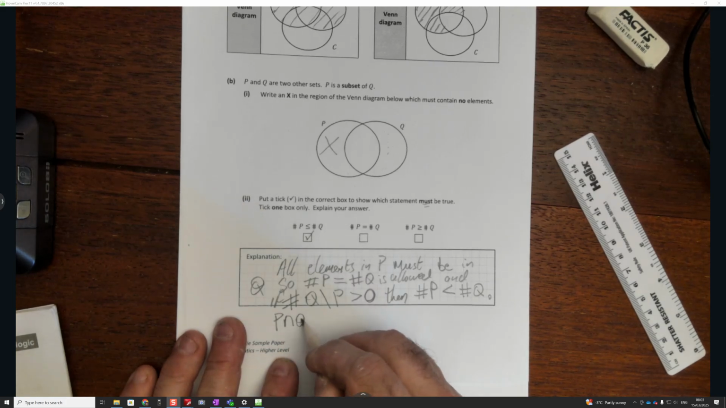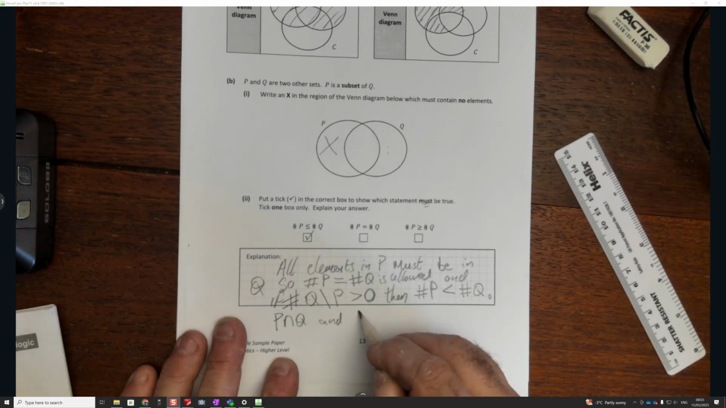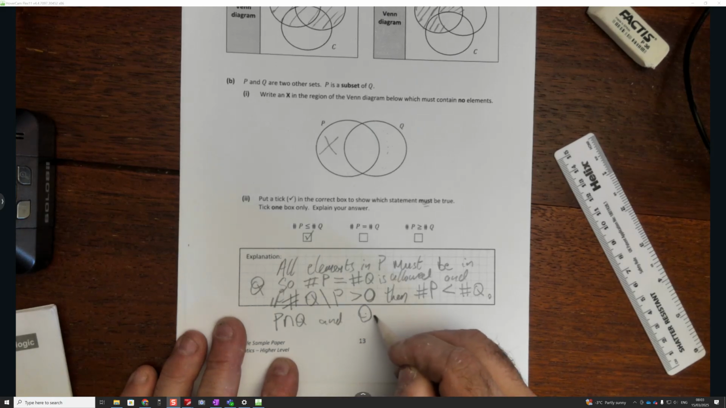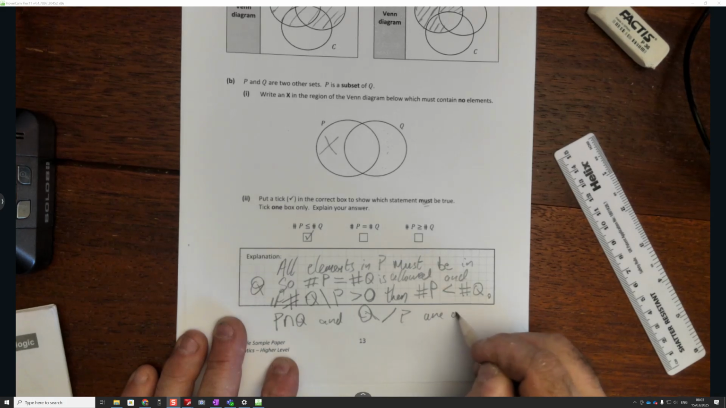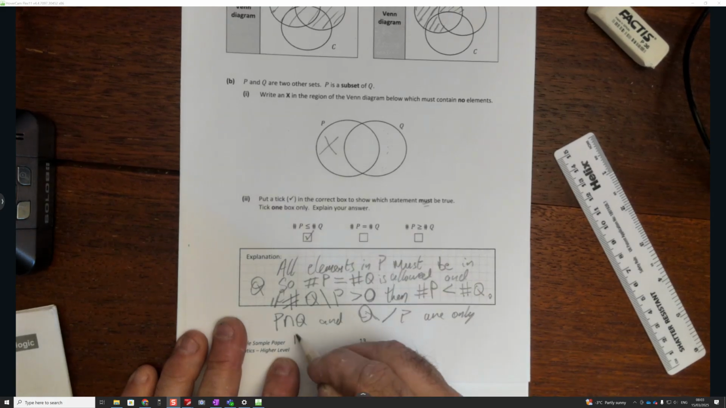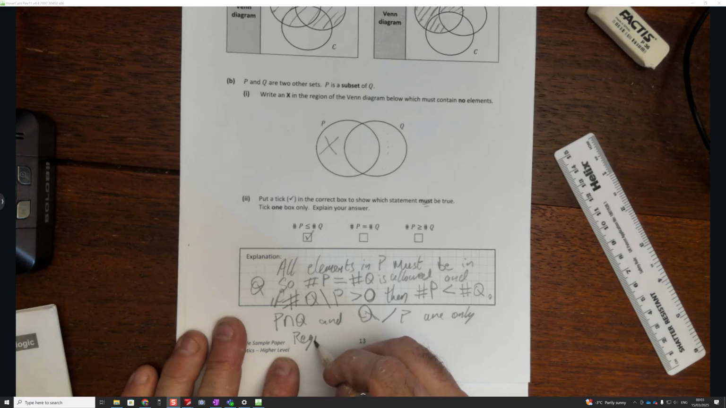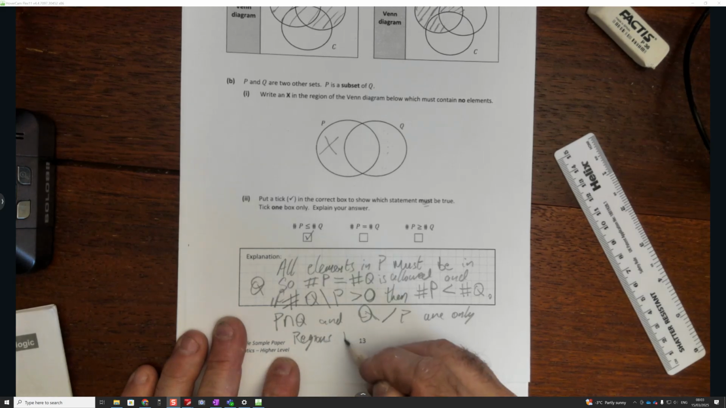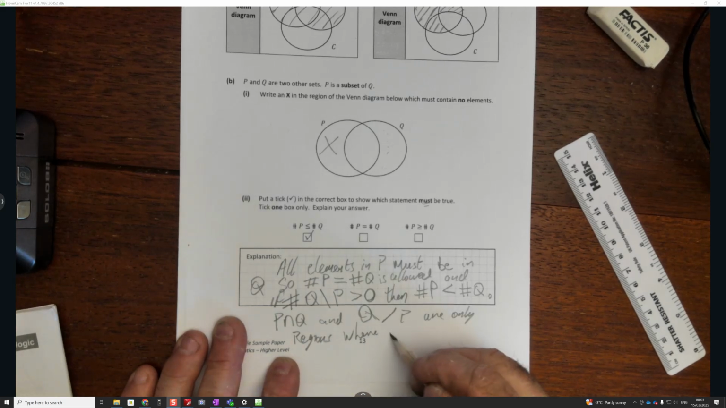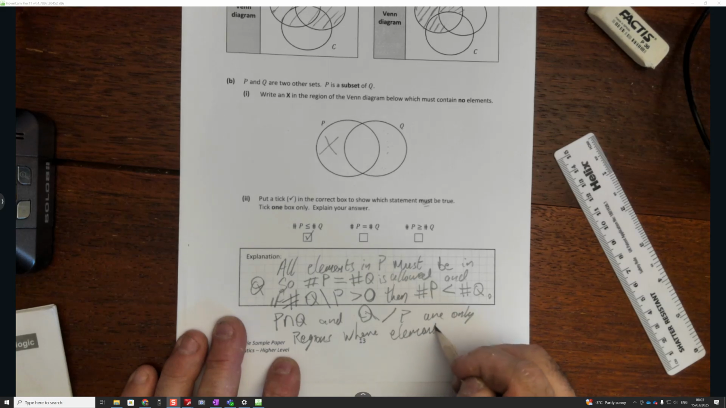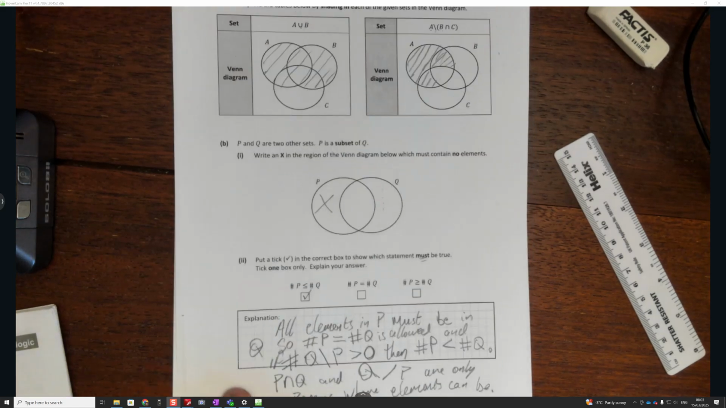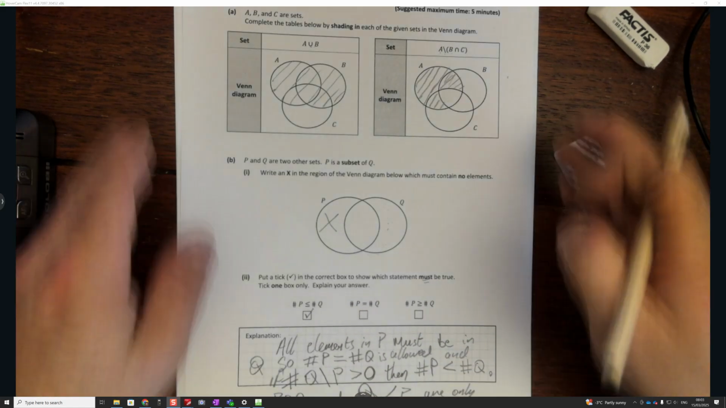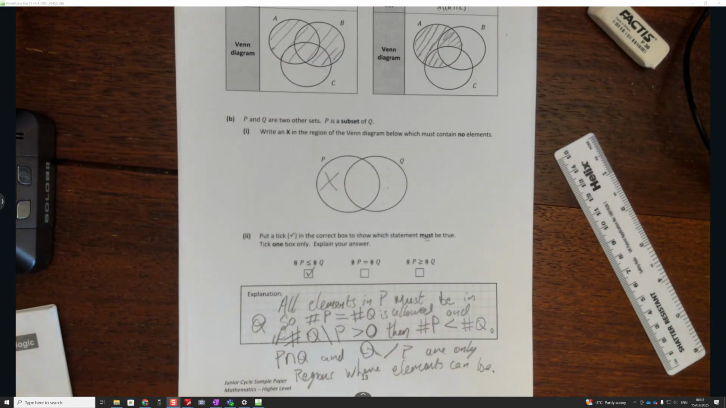But in a nutshell, P intersection Q and Q without P are the only regions where elements can be. Okay, students, we'll leave it at that for this one. As always, I'll see you in the next one.